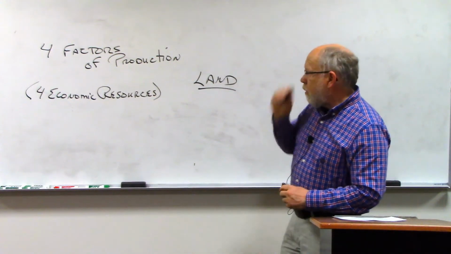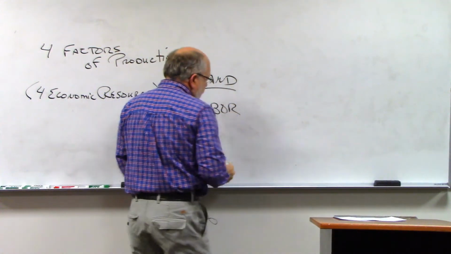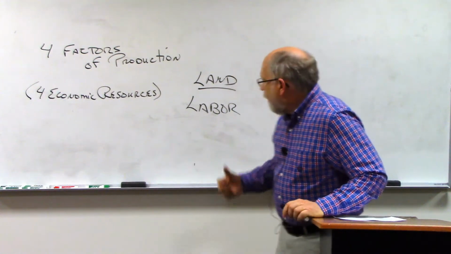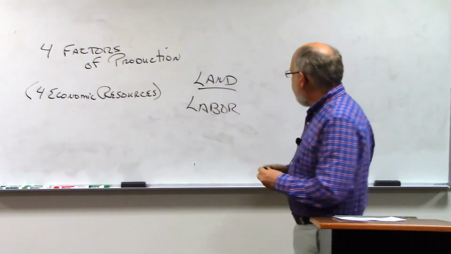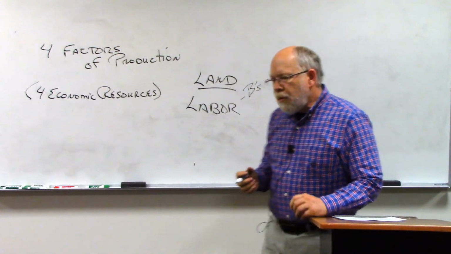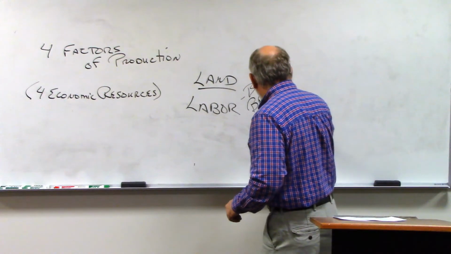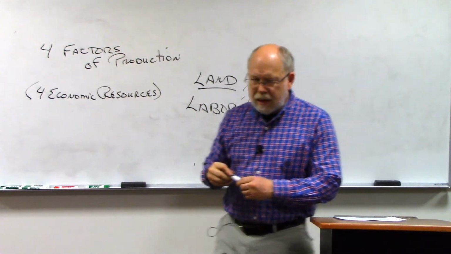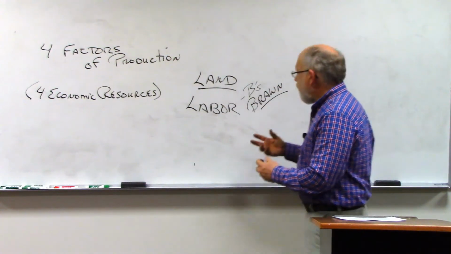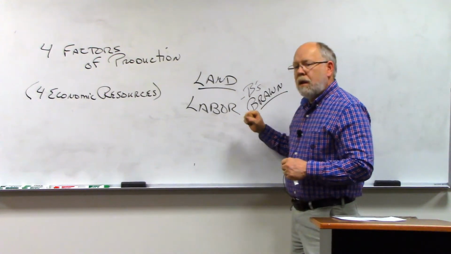The next economic resource is labor. We're talking about human labor. I like to say that labor is broken down into 2 B's. The first B would be brawn, B-R-A-W-N, meaning muscle power. Digging a ditch, painting a wall, planting a garden, something that would bring sweat on our brow. That would be a form of human labor.